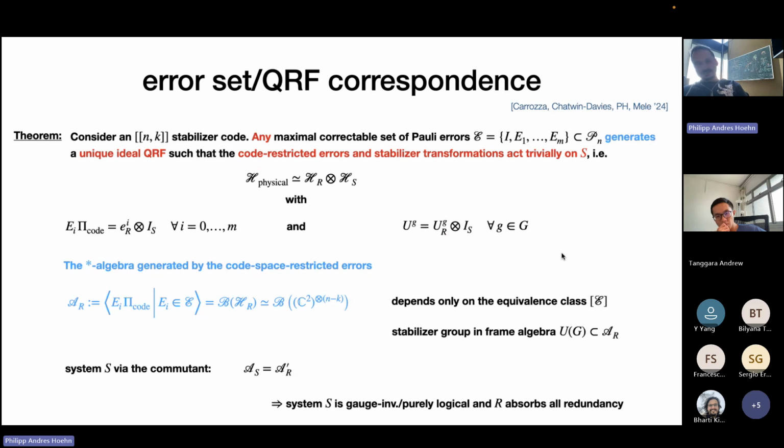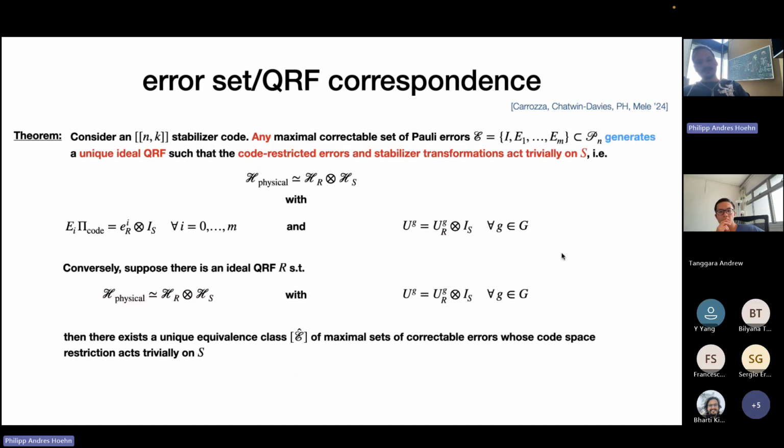And so the statement is this exists for any maximal set of correctable errors, and it only depends on the equivalence class of this maximal set. But in general, there are going to be many different equivalence classes. So there will exist many different such factorizations of the physical space that have this property. And there's also a converse. So here the statement is basically you give me an equivalence class of maximal sets of correctable errors. To that, there corresponds a unique quantum reference frame with these special properties.